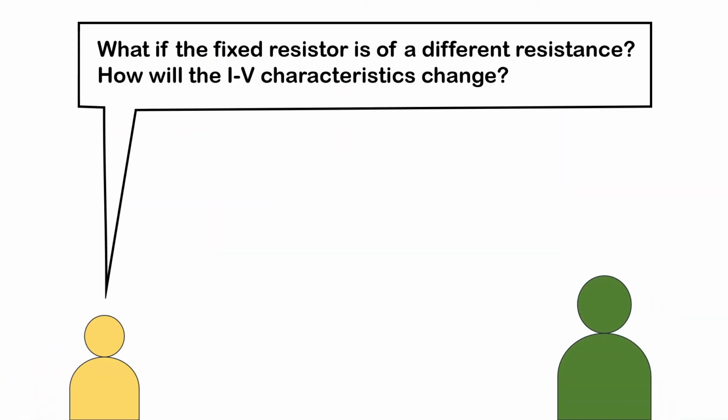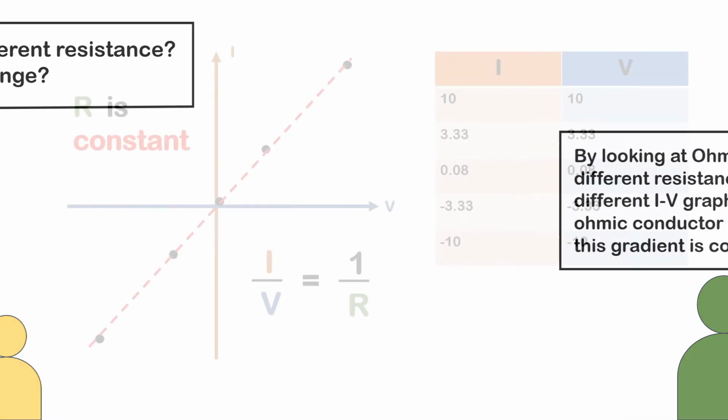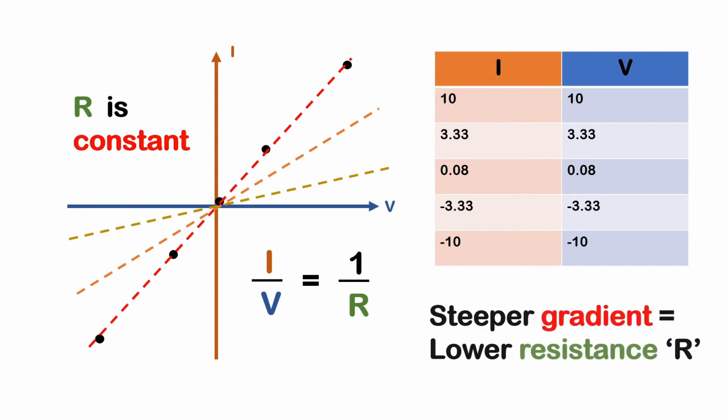What if the fixed resistor is of a different resistance? How will the IV characteristics change? As the gradient is indicative of the resistance, by looking at Ohm's law, we see that different resistances should have different IV graph gradients. For an ohmic conductor like a fixed resistor, this gradient is constant. From the relationship between the gradient and the resistance of the fixed resistor, we can see that a lower resistance is equal to a steeper gradient on our IV graph.